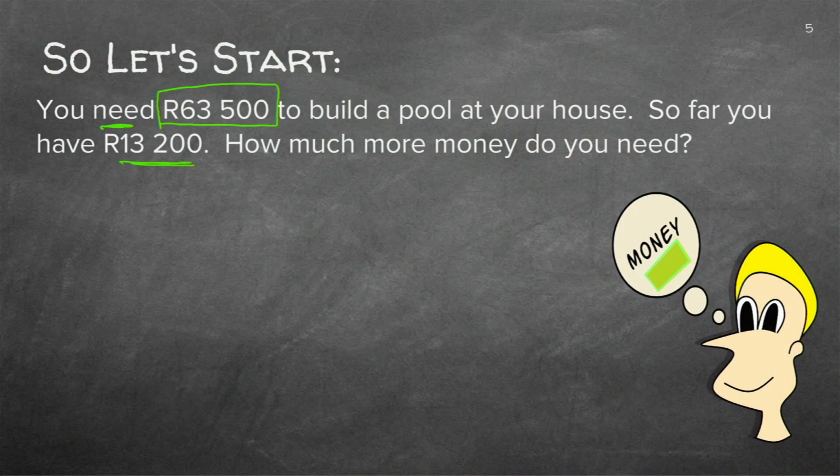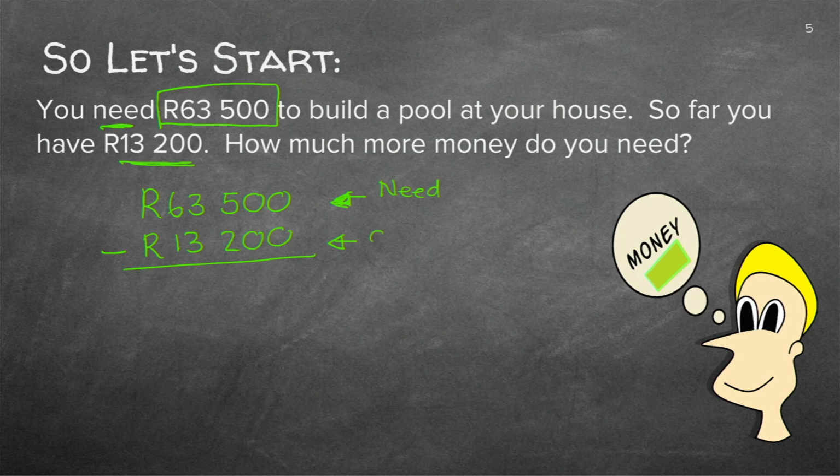So I'm going to say 63,500 minus, because I've already got 13,200. So I need that amount of money, but I already have this. That I need, and this I already have. What more do I need to get to that number?